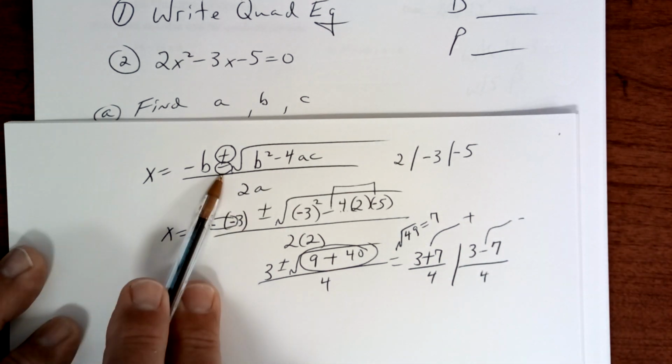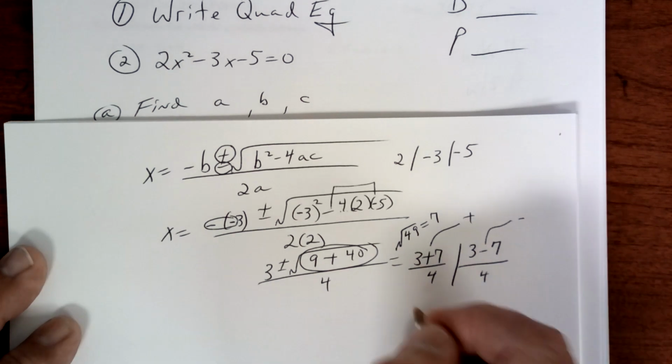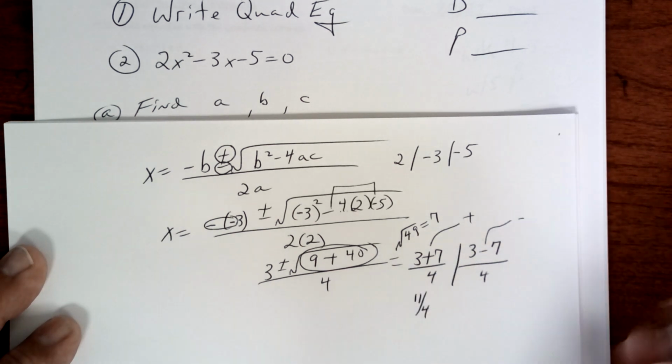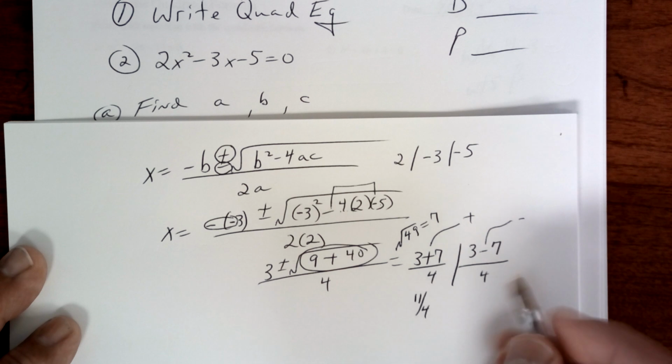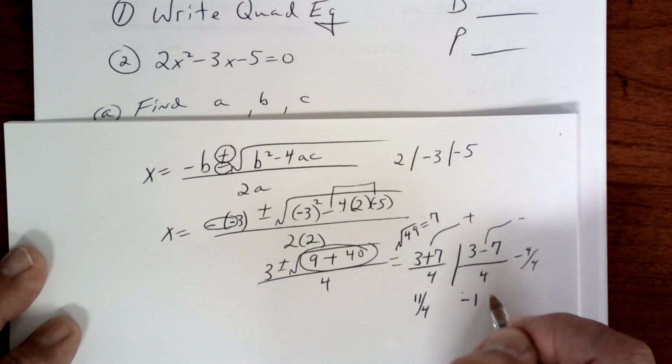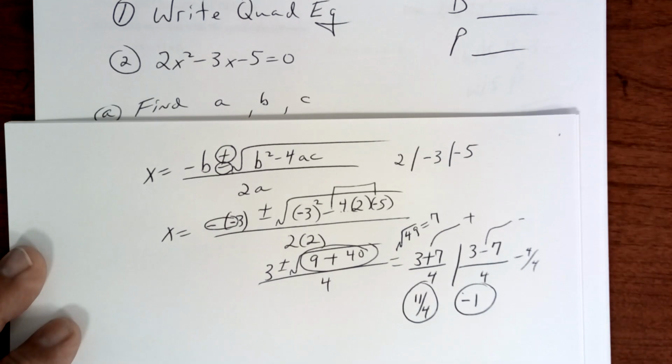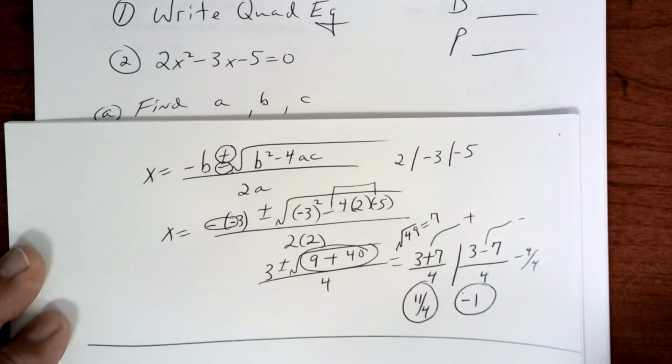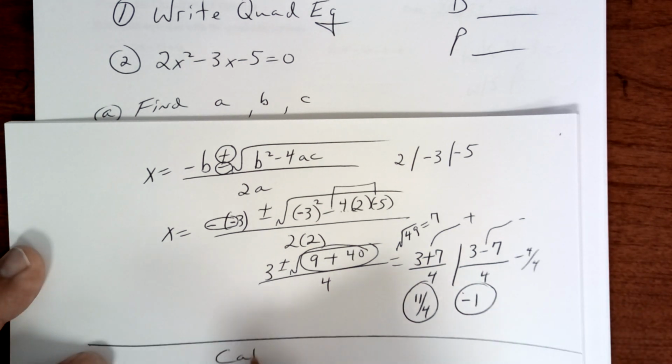Alright, so this is 11 divided by 4. This one right here is going to be a negative 4 divided by 4, which is a negative 1. And you can use your calculator on that. Okay? And speaking of calculator, let's have a calculator check. Make sure your calculator's on your desk. 10 points.